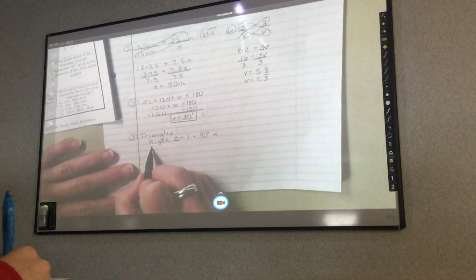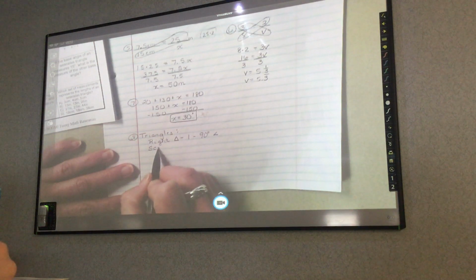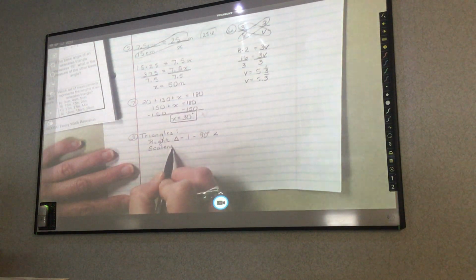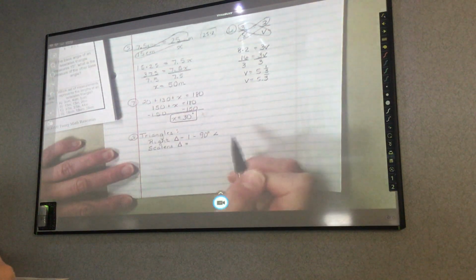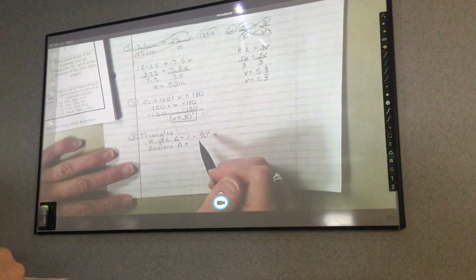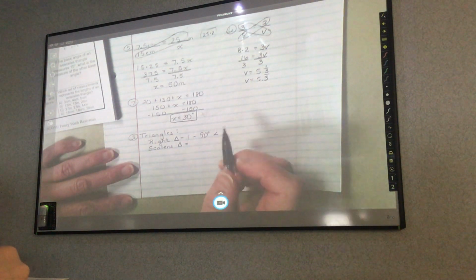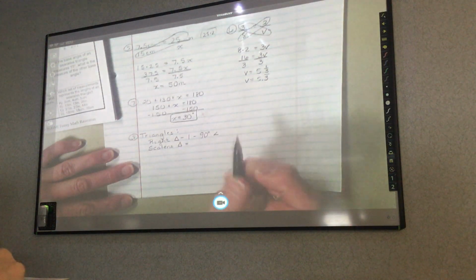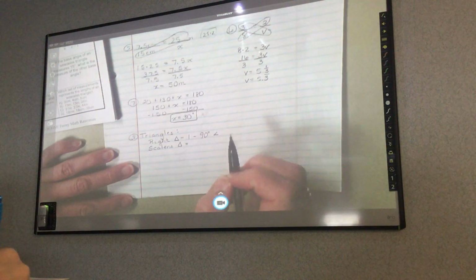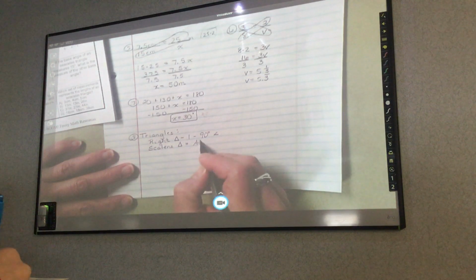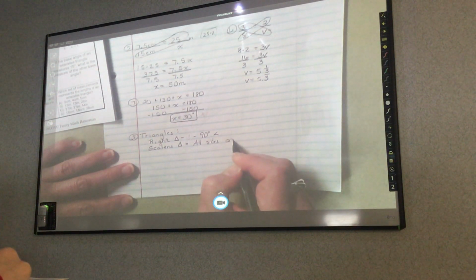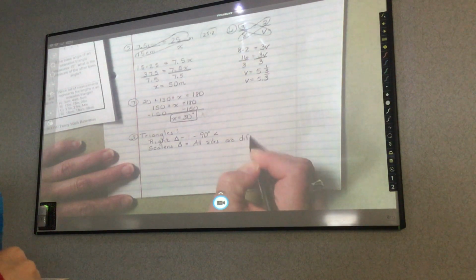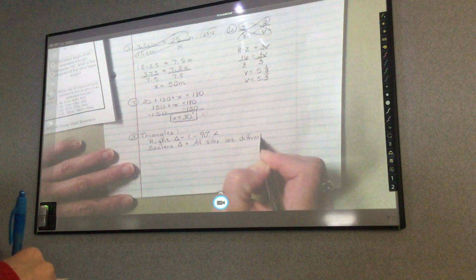Then we have scalene triangle. What does a scalene triangle have? It doesn't have to do anything with the angles. It has to do with the sides. Olivia? All the sides are different. Right, all sides are different measures.